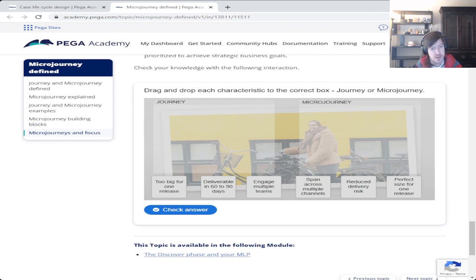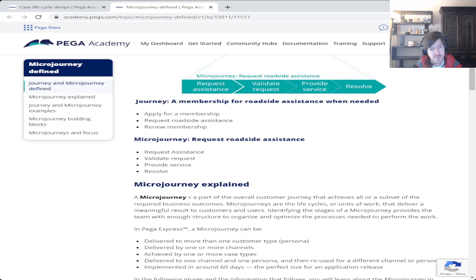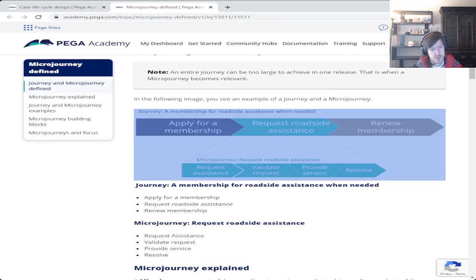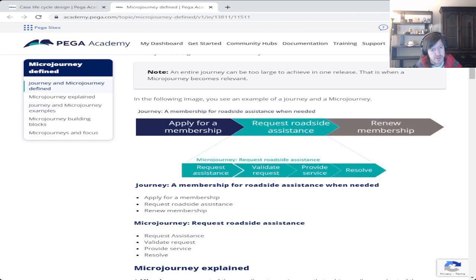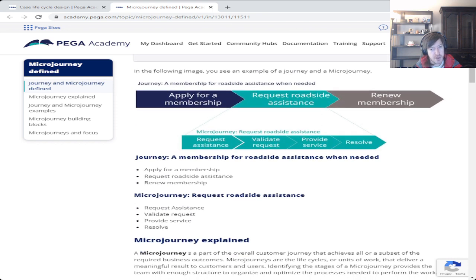Well, I've already stated that their journey, which they're trying to say is very... I've already stated that this whole upper part here, being a customer pursuing a specific goal, sure, you might want them to have the specific goal of renewing membership, like having a customer apply for membership, giving them the roadside assistance and hoping that they renew the membership.